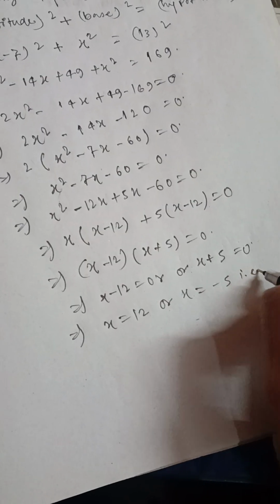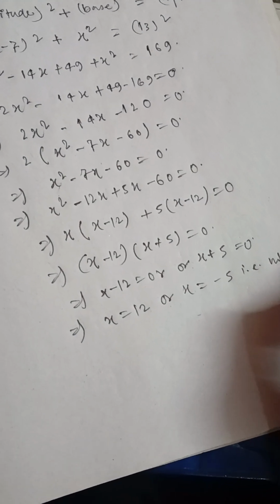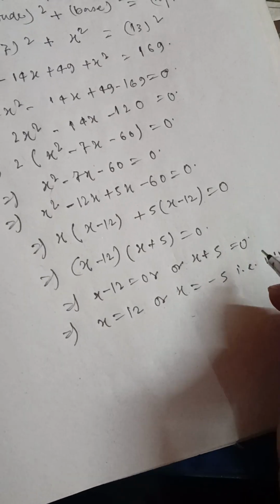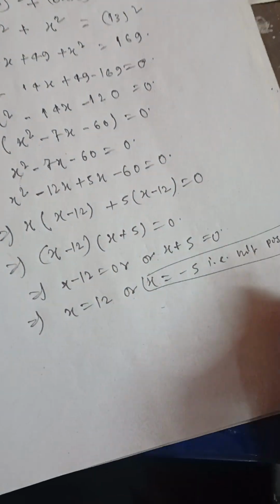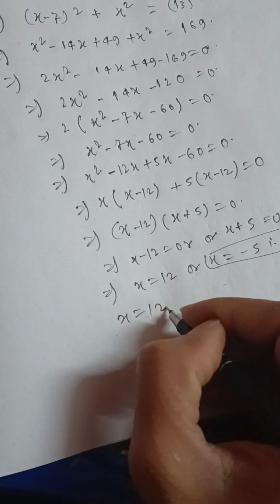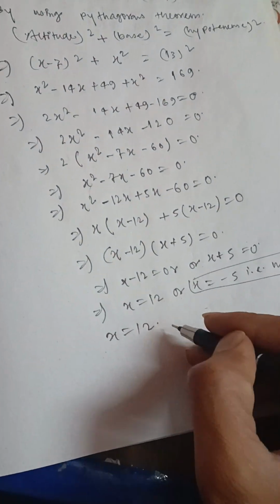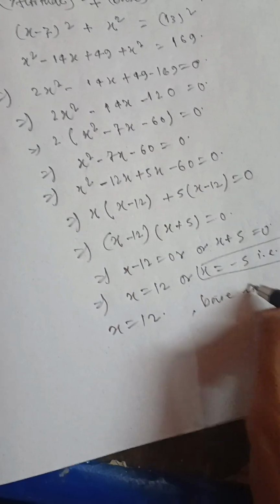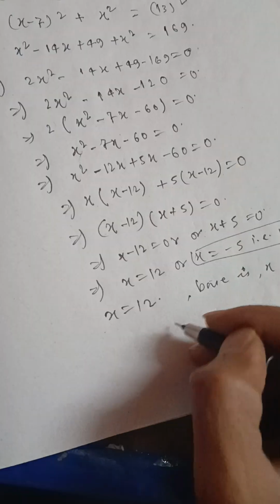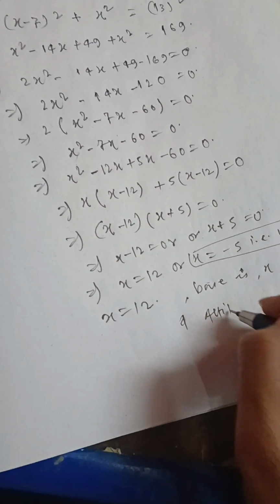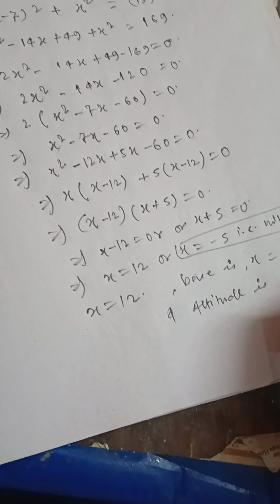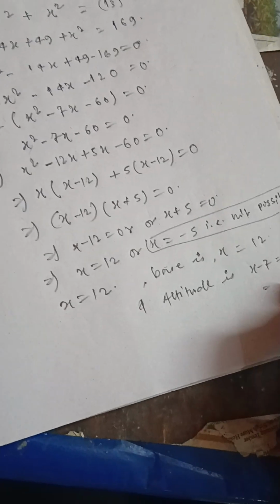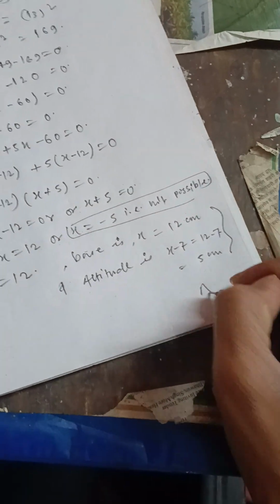That is not possible because the length of the triangle can't be negative, so x equal to 12, that is, base is x equal to 12, and altitude is x minus 7, that is 12 minus 7 equal to 5 centimeter, and base is 12 centimeter. Answer.